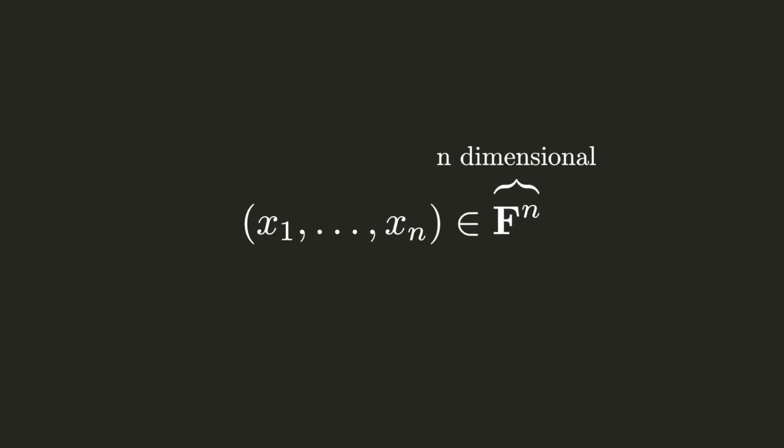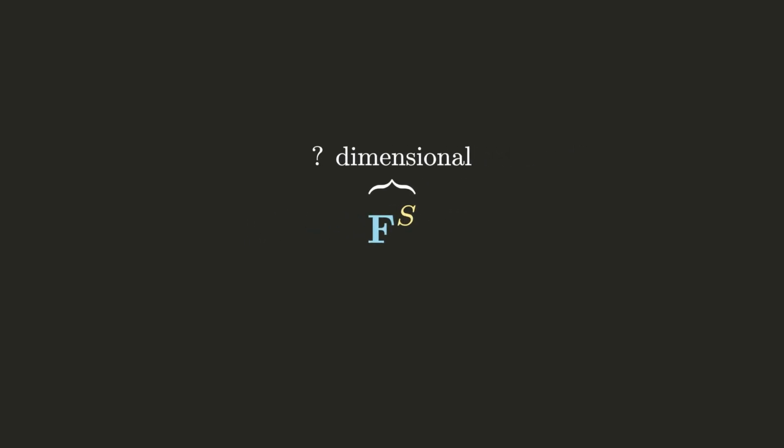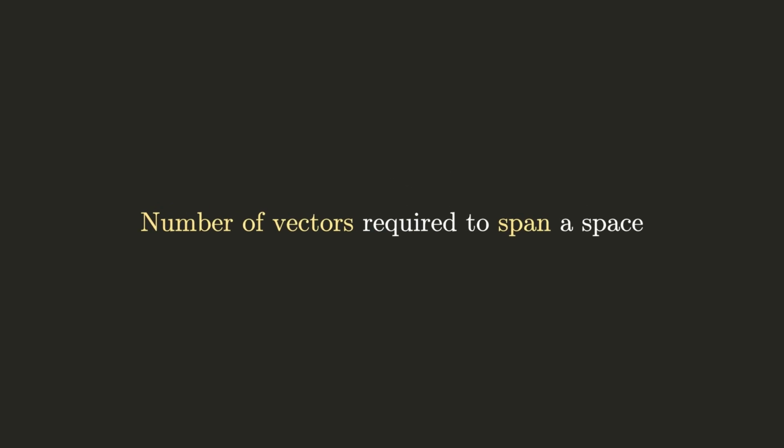But what if the vectors in question are not lists? With F^S, for example, we cannot define dimension by element length. So how should we define it? In linear algebra, dimension is actually defined by the number of vectors required to span a space.